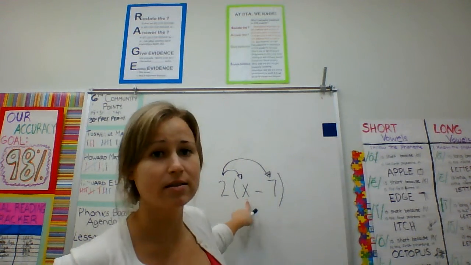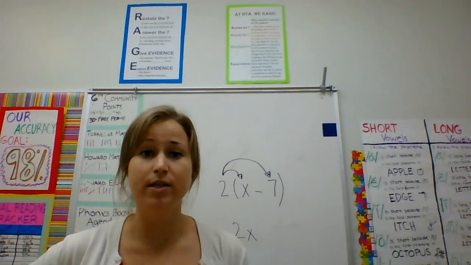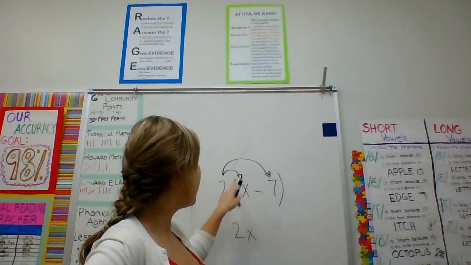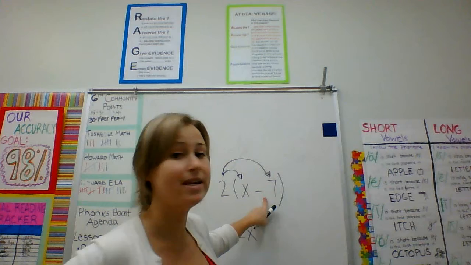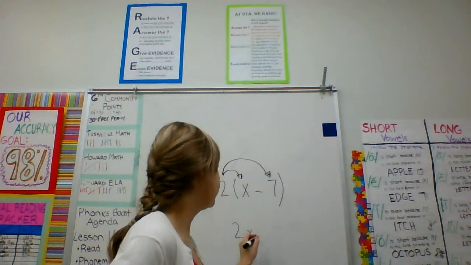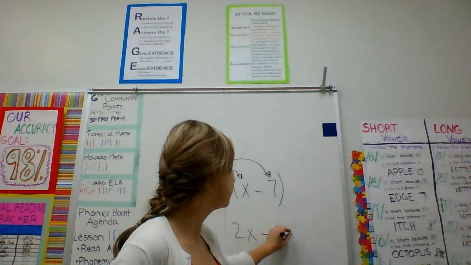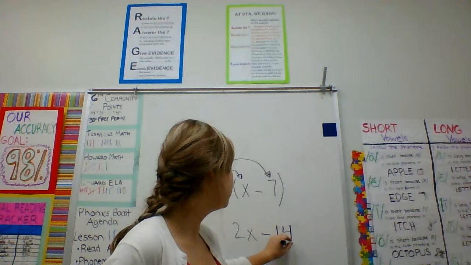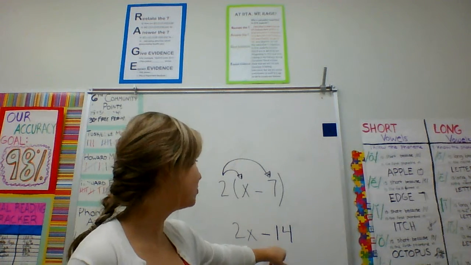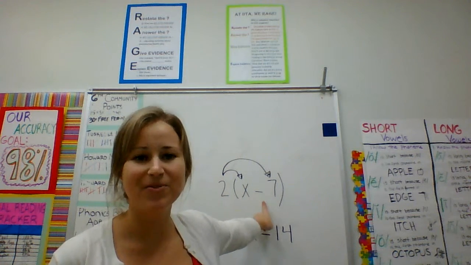2 times x is just 2x, right? That's just like the example we did on number 2. 2x, and now I have positive 2 times negative 7. A positive times a negative is a negative. 2 times 7 is 14. This is my final answer, 2x minus 14. The reason that subtraction sign is there is because I multiplied a positive 2 times negative 7.